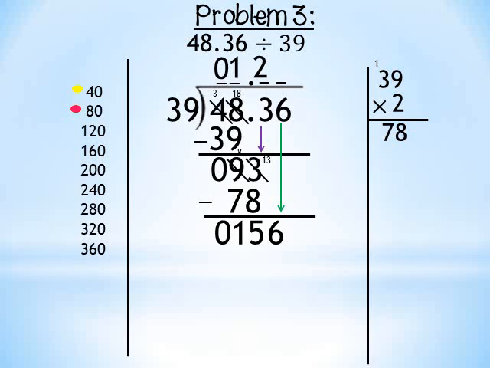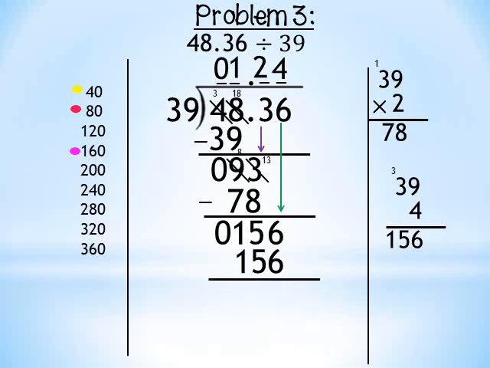Maybe 160. Maybe that looks good. So that would be 1, 2, 3, 4 hops down. 39 times 4, 156. That's perfect. I'm going to put my 4 up, my 156 down, subtract, and get my zeros. So my final answer for this problem is 1.24, or 1 and 24 hundredths.